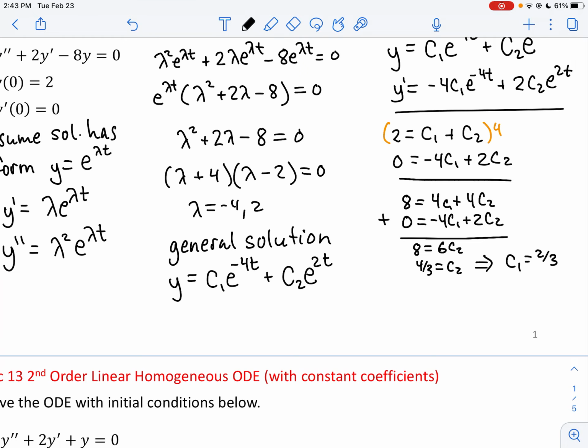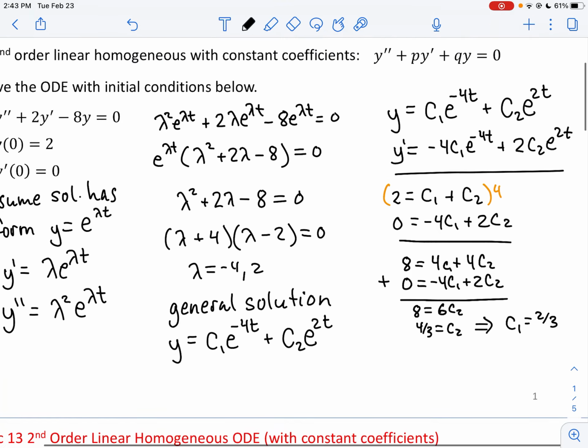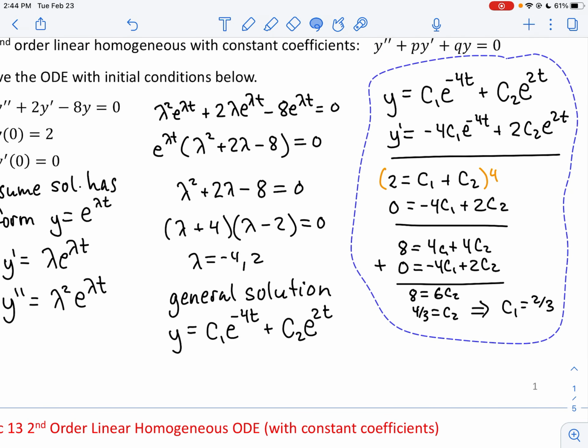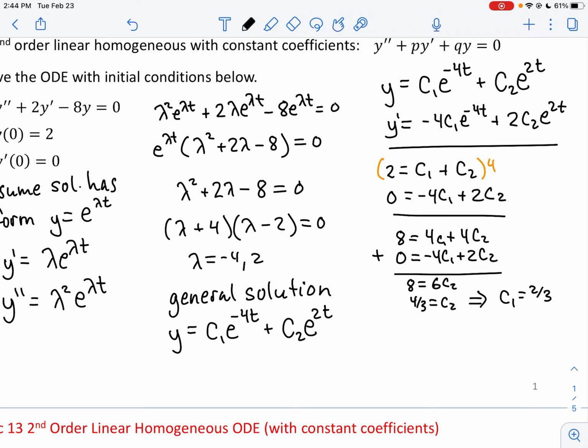So there are our two constants, and this allows me now to write my particular solution. Let me move this up just slightly, and let's put a particular solution now. Y is equal to c1, which is 2/3, times e to the negative 4t, plus c2, which is 4/3, times e to the 2t.